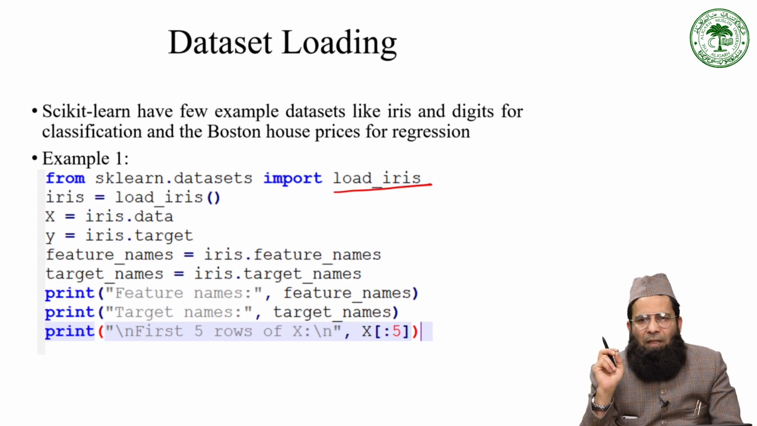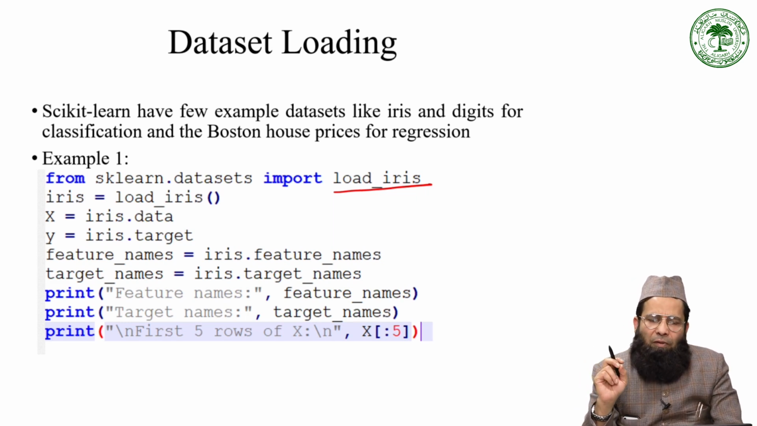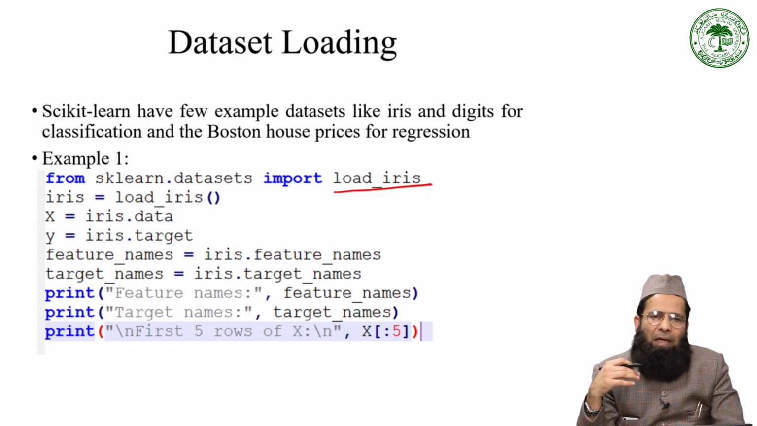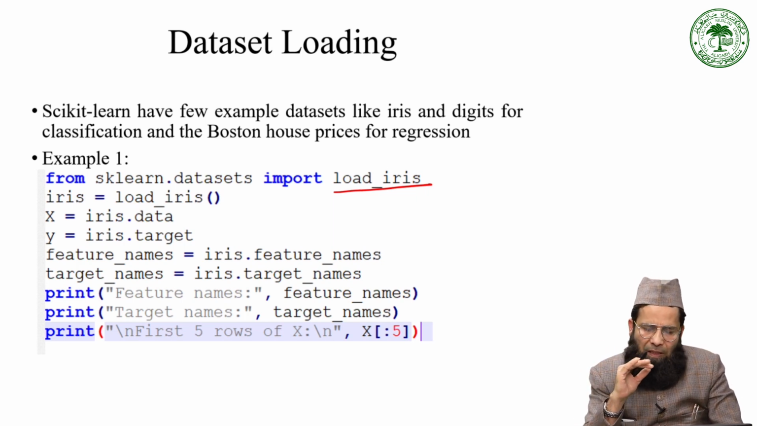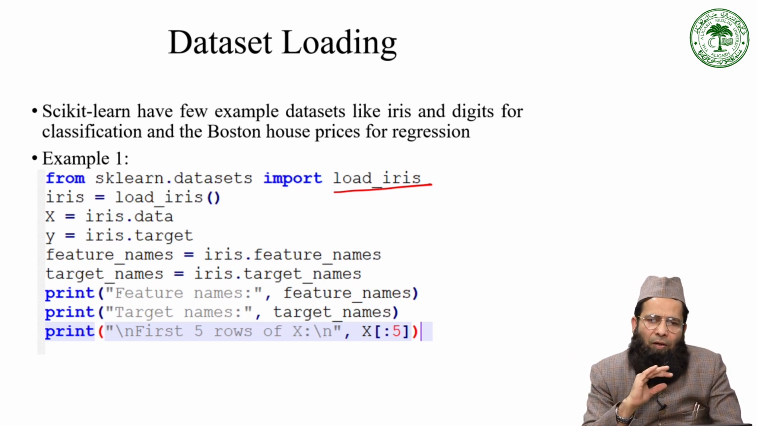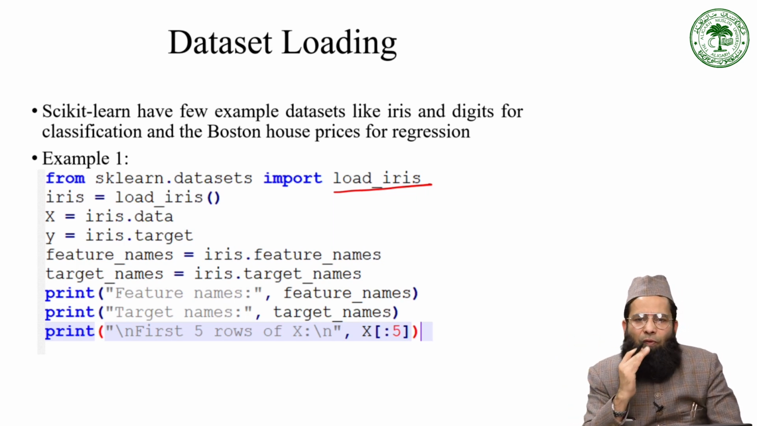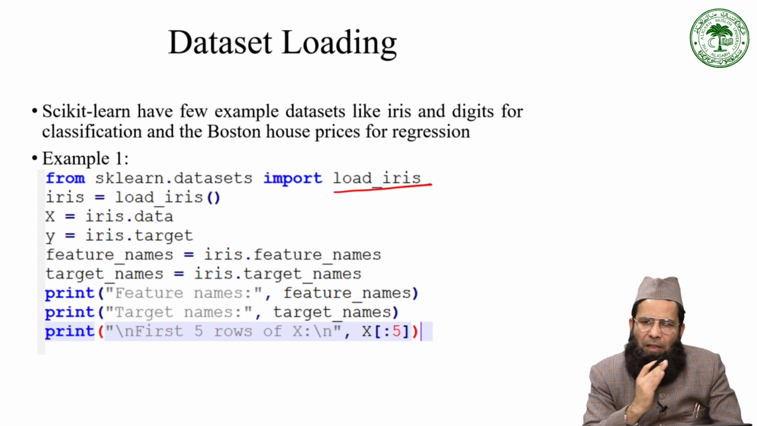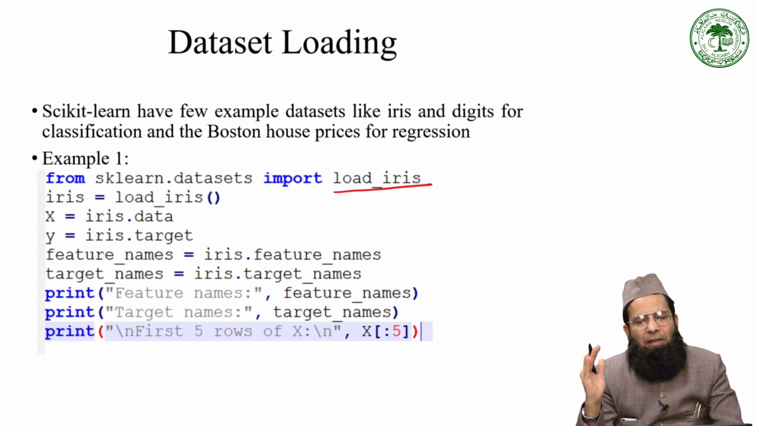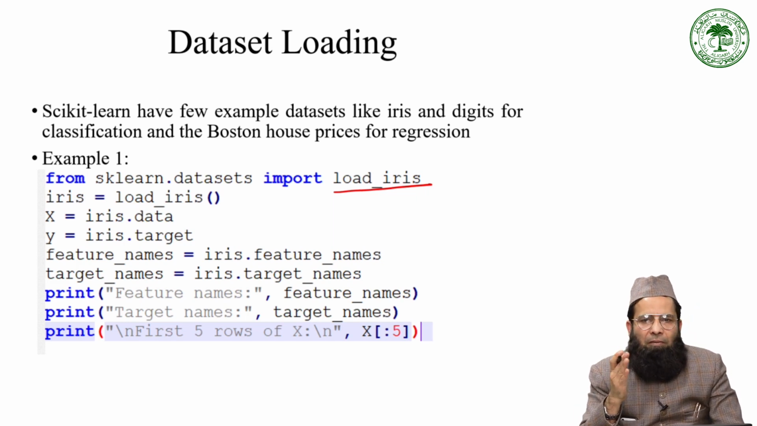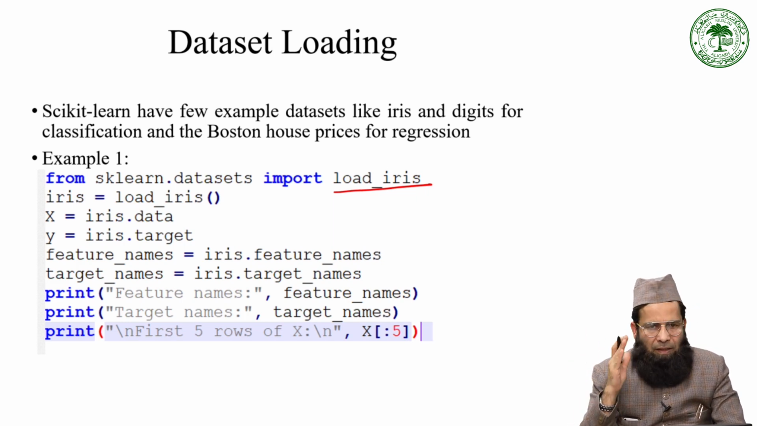independent variables, which are stored in a 150 cross 4 NumPy array. So 150 cross 4 means it has 150 records and 4 independent variables. And what are the 4 independent variables? These are sepal length and sepal width, similarly petal length and petal width. And the dependent variable is the 3 different types of irises.